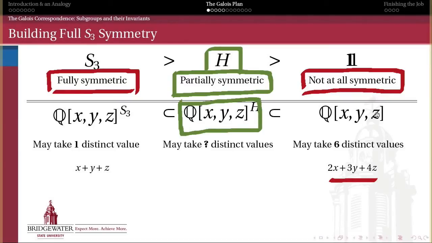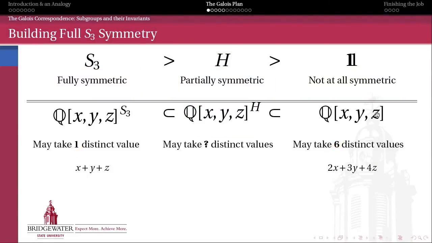So here's a question. If I have one of those polynomials, how many different values can it possibly take on? You'll note that a fully symmetric polynomial, when the symmetric group acts on it, can only take one value, because every permutation is going to preserve that value. Meanwhile, in principle, something which has no symmetry to it at all might take on a different value for every different permutation in S3. So it could take up to 6 different values. So what about a partially symmetric polynomial? How many different values might it take?